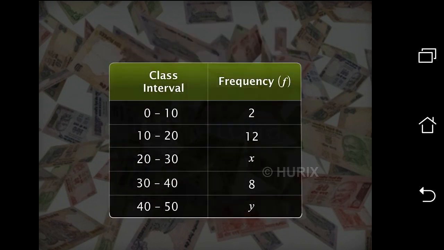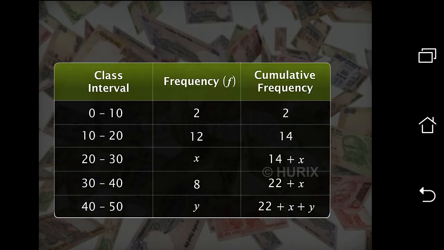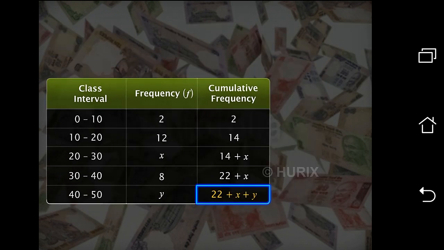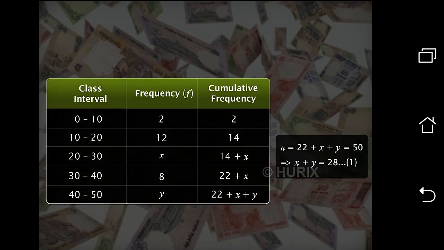Let's solve another problem. Here the median is given to us, and we have to find the missing frequencies. The median of the given data is 25. We need to find the values of x and y if the total frequency is 50. We start by finding the cumulative frequencies. The total frequency, or n, is equal to 50. This means that x plus y is equal to 28. Let's call it equation 1.